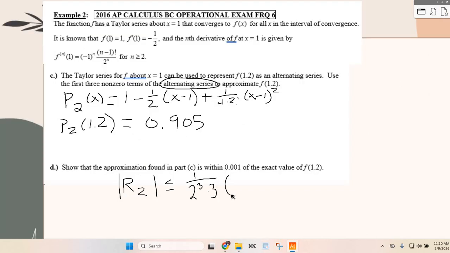And then I would have 1.2 minus our center, which was 1, right? It's just going to give us 0.2 to the 3rd. And if you plug all that in, you get 1 over 3,000, which is less than 1 over what?